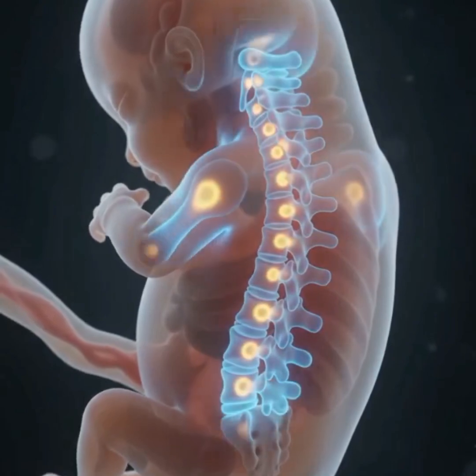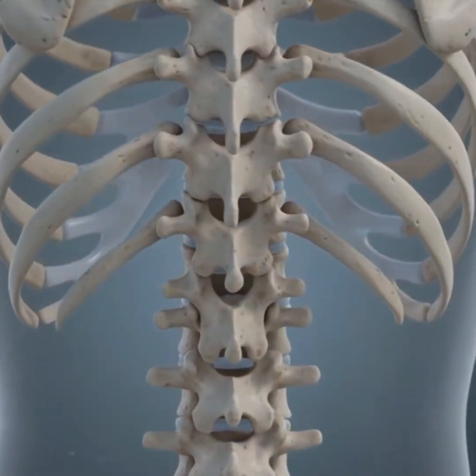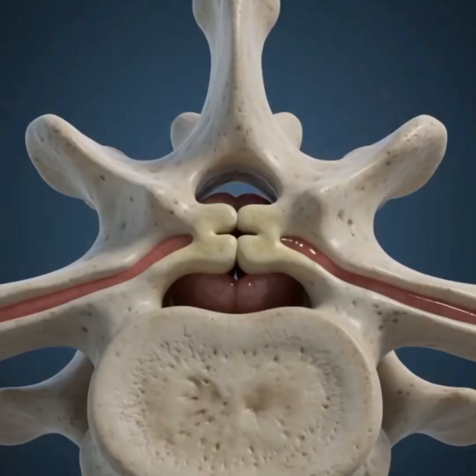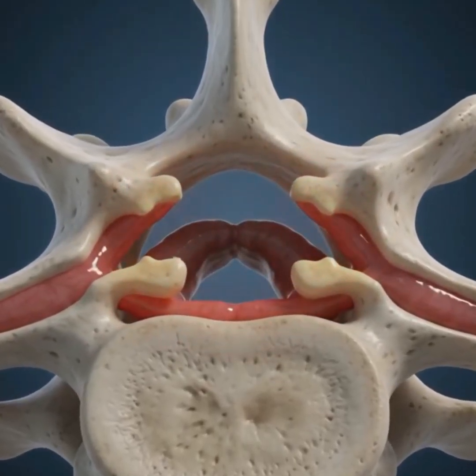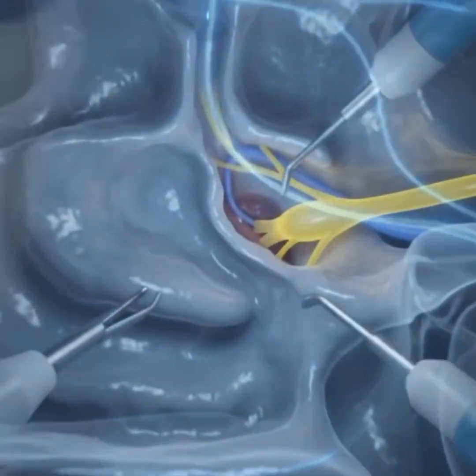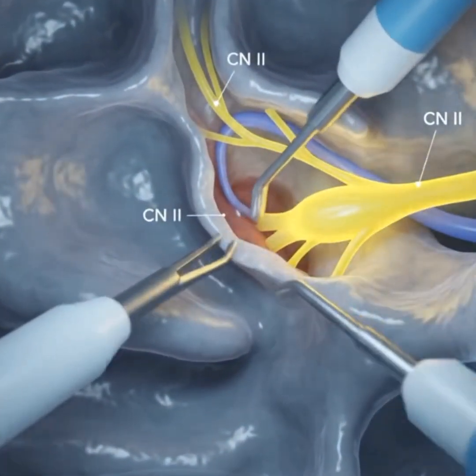Errors in development can arise in utero. In VACTERL association, spinal defects are common. They affect 60 to 80% of individuals. Spina bifida is a neural tube defect. EEA uses natural gateways to the skull base. It allows surgeons to repair leaks without disfigurement.